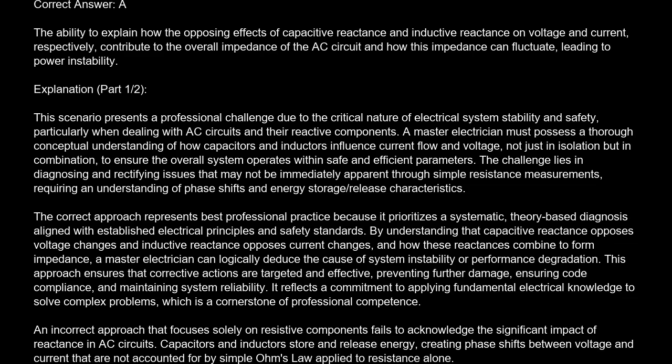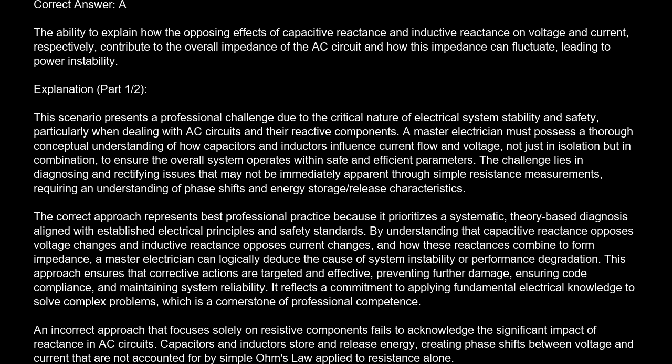The correct answer is A. The ability to explain how the opposing effects of capacitive reactance and inductive reactance on voltage and current, respectively, contribute to the overall impedance of the AC circuit, and how this impedance can fluctuate, leading to power instability.